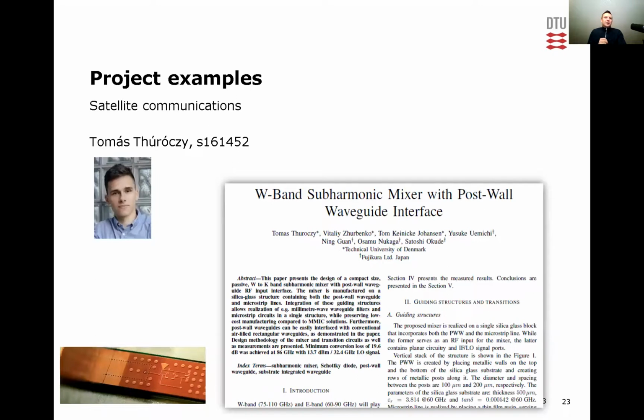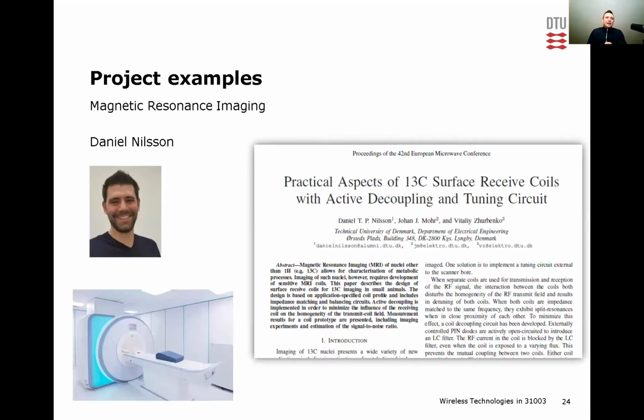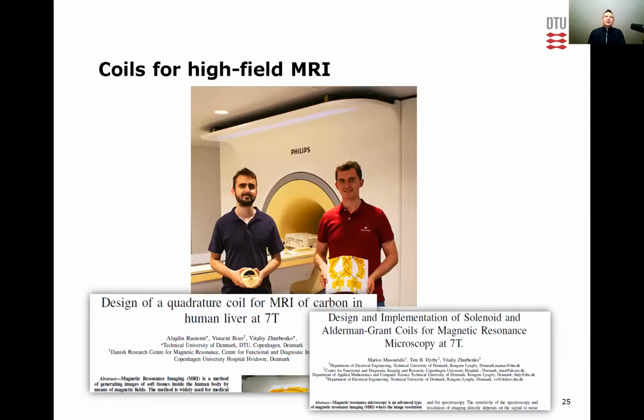Thomas, for example, has developed a W-band subharmonic mixer, which is the core for next generation satellite communication systems. W-band is signal around 86 gigahertz. Daniel has developed a detector for carbon-13 imaging and MRI, and Aladdin and Marius have developed coils for a 7 Tesla scanner. This is the scanner with the strongest magnetic field you can find in Denmark.